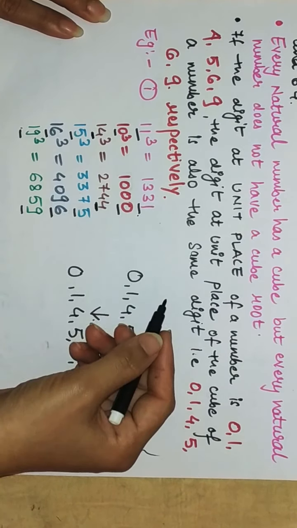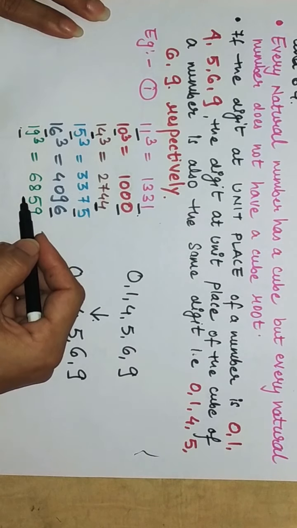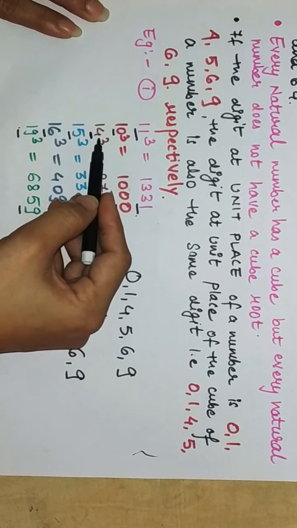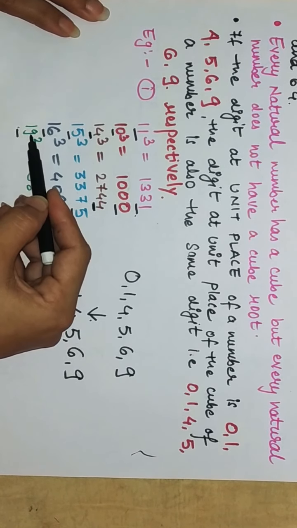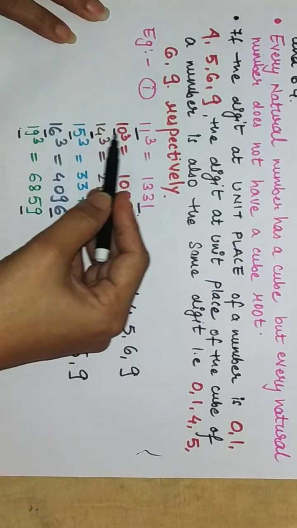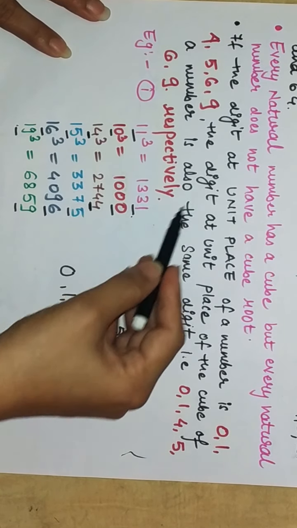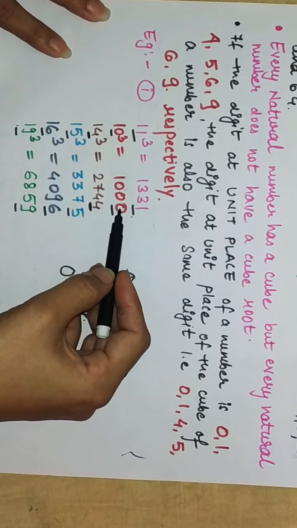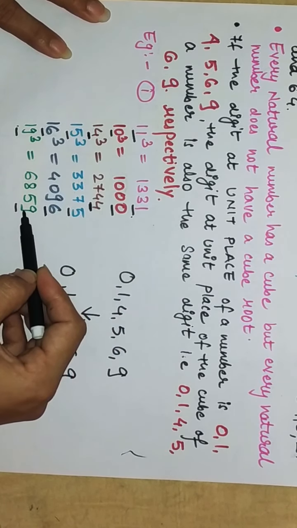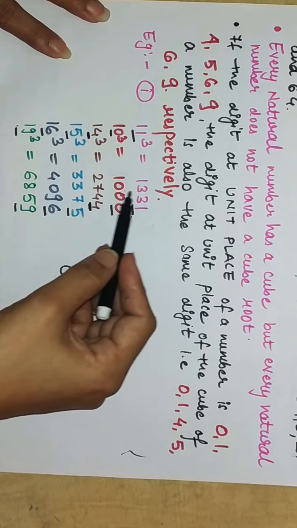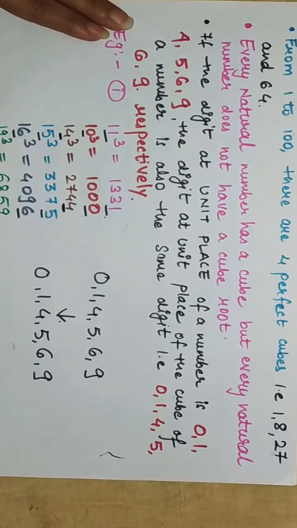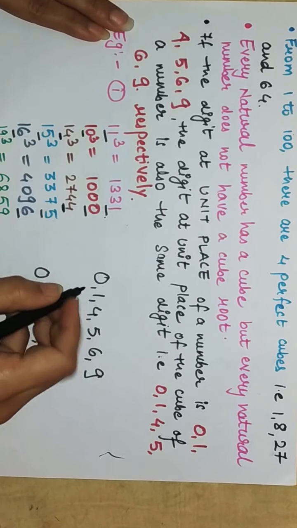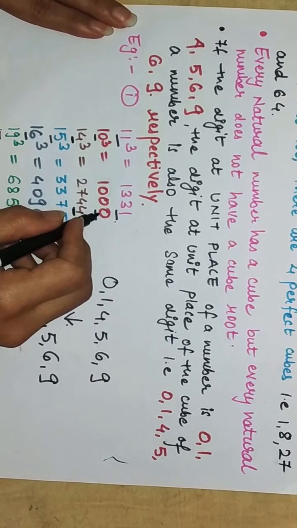So what you have to observe in these numbers is that if the unit digit of a number is 0, 1, 4, 5, 6, 9, the same digit will appear at the unit place when you do the cube of these numbers, that is 0, 1, 4, 5, 6, 9 respectively. I hope you are getting what I am telling. So I can say 0 has the unit digit 0 when you do the cube of that.